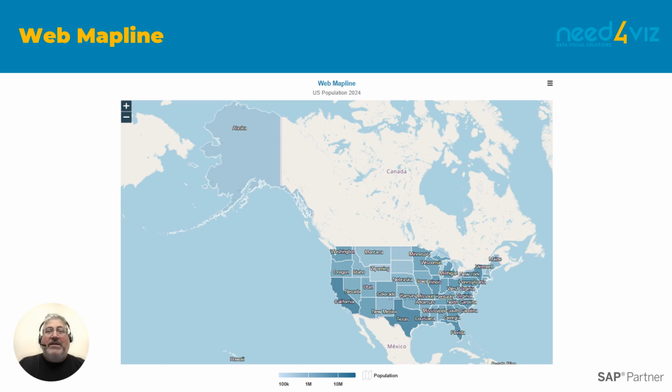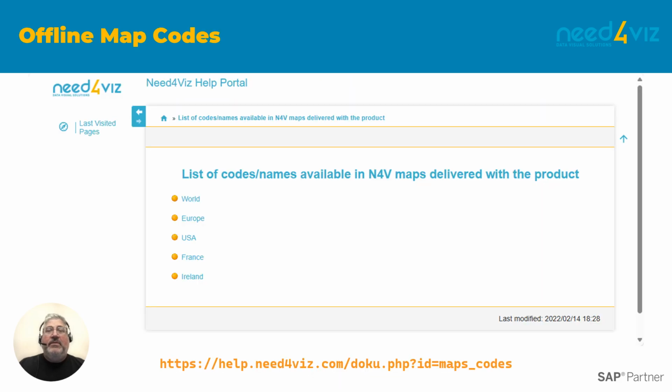The Web Map line is one of 9 maps included in N4V for Webby. The Web Map line has an online cartographic background, allowing the display of an optional bubble or a pie chart for each zone. Offline map codes are defined in the Need4Viz help portal at help.needforviz.com.